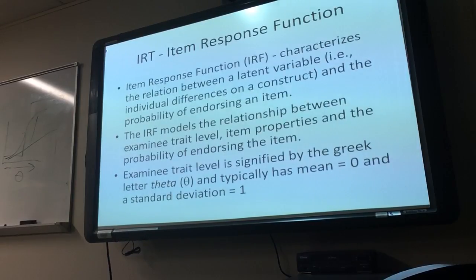Letter theta, and then typically has a mean of 0 and a standard deviation of 1. Okay. So in other words, what's being graphed here is what it is that we're scaling this on. If you look at what's happening here, 0 would be the mean, and we would be looking at how much, relative to the rest of the population, the proportion of theta that somebody possesses before they're going to endorse the item in the correct direction.